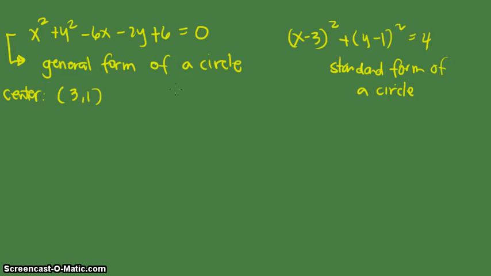Now, the second question: is it possible for us to derive the radius of the circle without changing this into the standard equation of a circle? We all know that the radius is equal to 2 because the value of r squared is equal to 4. So r is the square root of 4, and that is equal to 2. Let's investigate.